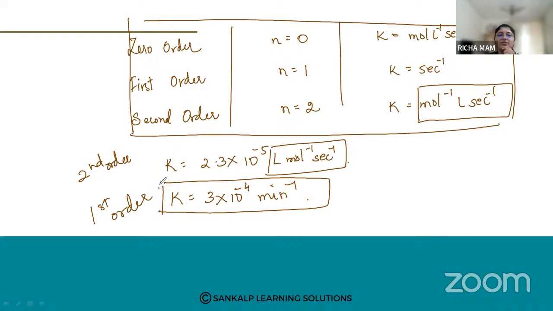So did you understand the factors that affect the rate of reaction? We have discussed the order of reaction, how to calculate the order of reaction, and the units of the rate constants. Is it clear? So next is molecularity of reaction. What is molecularity of reaction?